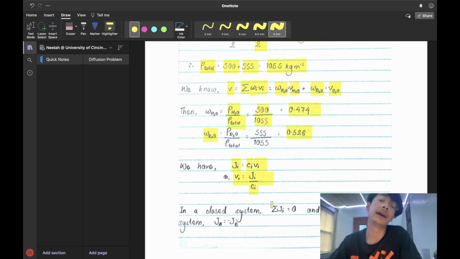So yeah, in the previous video we discussed how the total diffusion flux in a closed system is actually equal to 0. And we also discussed that if it's a binary system, on top of that, the diffusion flux of one component is always going to be equal and opposite to the diffusion flux of the other component. So here we can say that diffusion flux of component A is equal to negative diffusion flux of component B. In this case, it would be water and D2O.